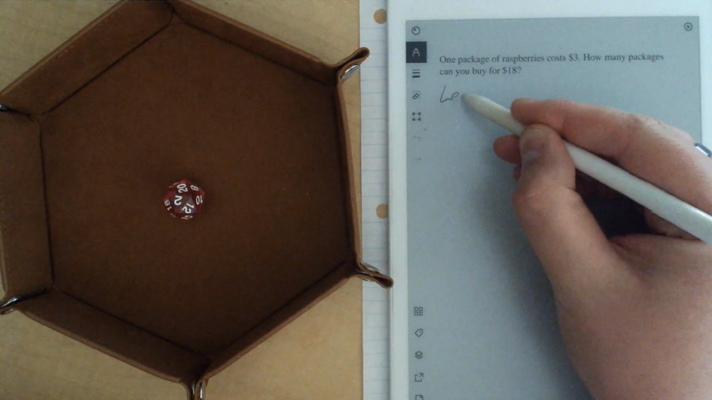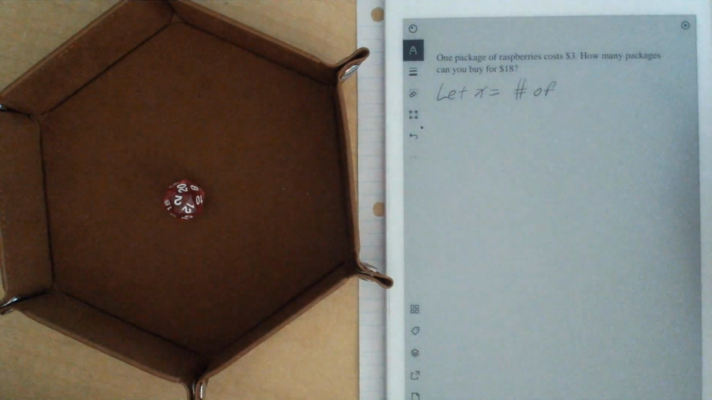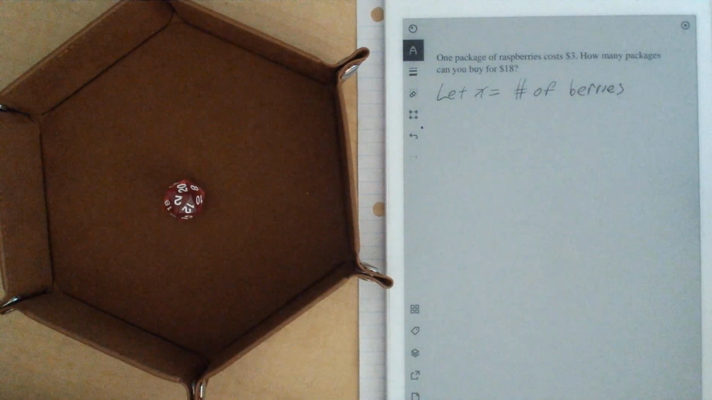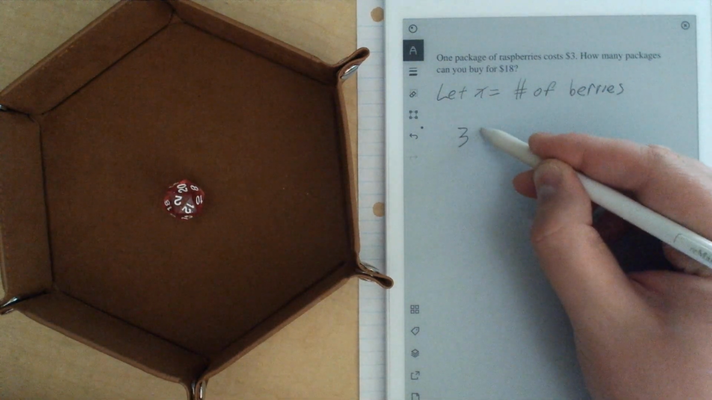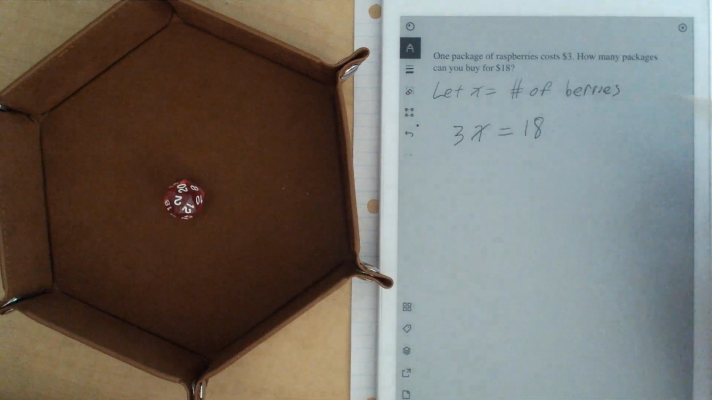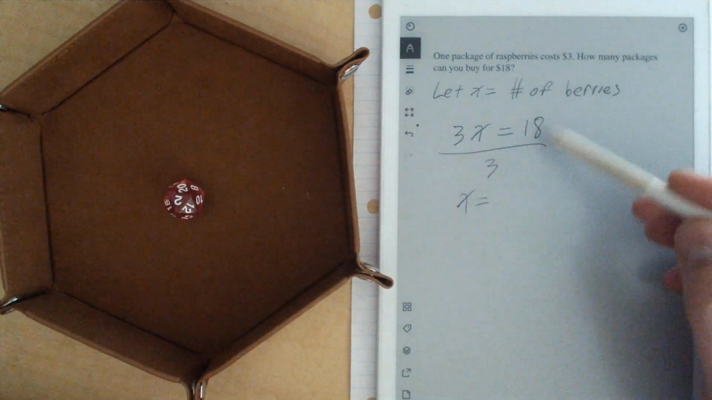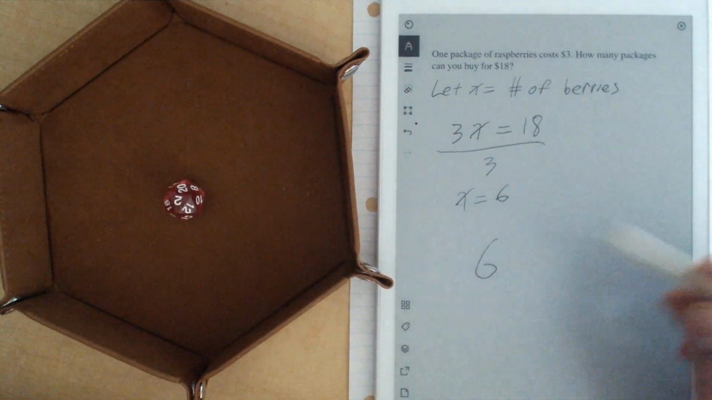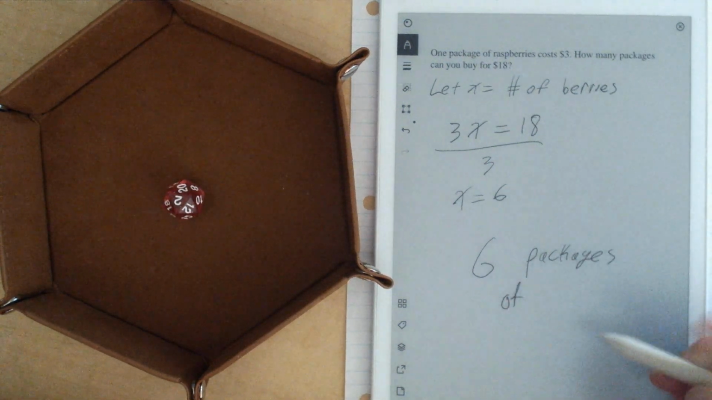So let x equal number of, I'm just gonna say berries. All right, we all understand it's a package of blueberries, or a package of raspberries, sorry. 3 times x gives us the total amount that we spend, and we want to spend $18. Divide everything by 3, x is equal to 18 divided by 3 is 6. So we have 6 packages of berries. Of raspberries.